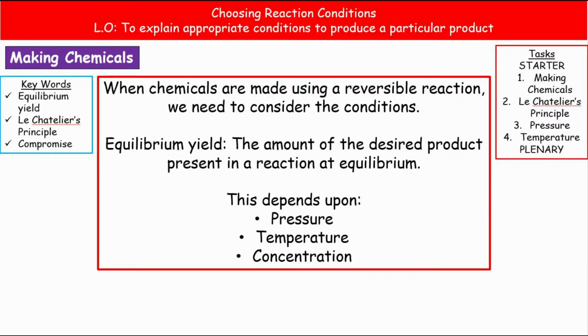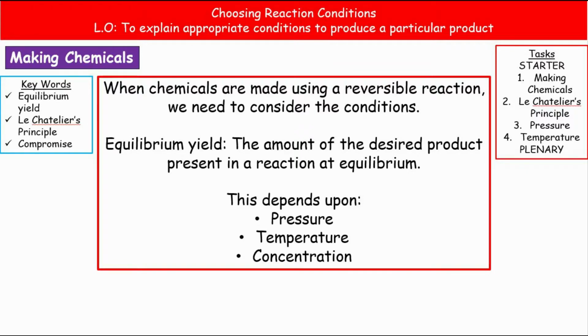What we need to consider is the idea of an equilibrium yield. Now, quite simply, when we talk about the equilibrium yield, this is the amount of the desired product present in the reaction at equilibrium. So what we find is that the equilibrium yield of any given reaction depends on three key factors: the pressure, the temperature, and the concentration.